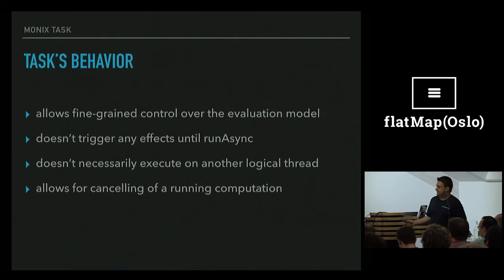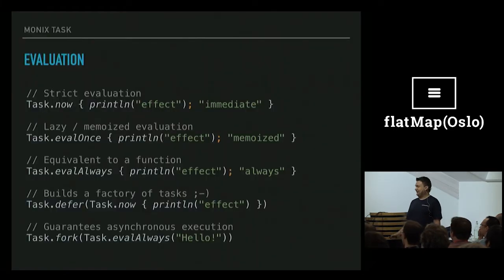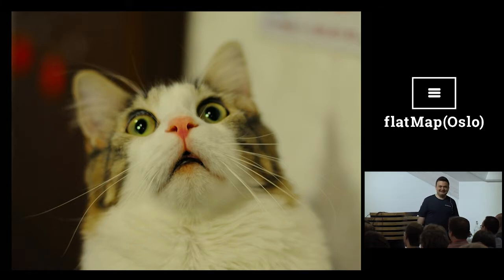And another thing that task does once you execute it, it allows you to cancel it, for reasons that have to do with non-determinism that become apparent when working with observables, actually. It's really important to cancel asynchronous stuff, I think. This is something that Scalaz Task doesn't do.